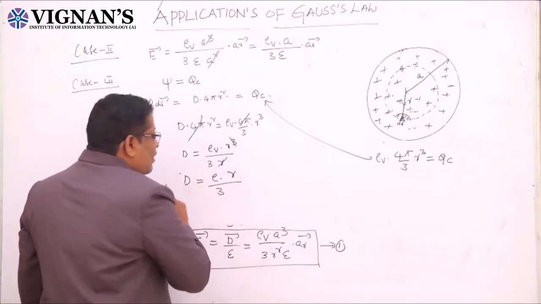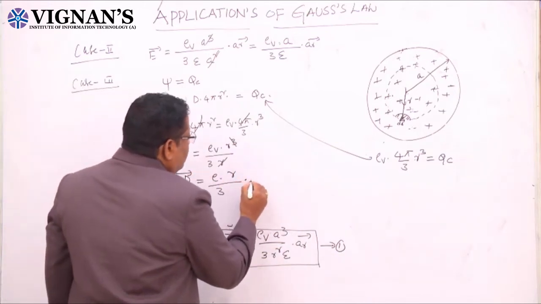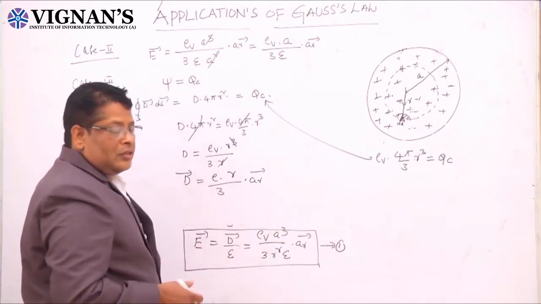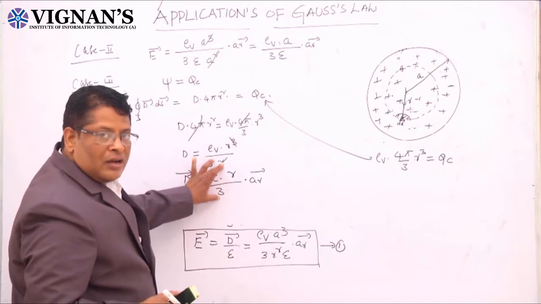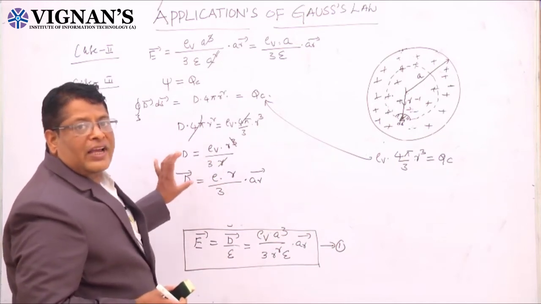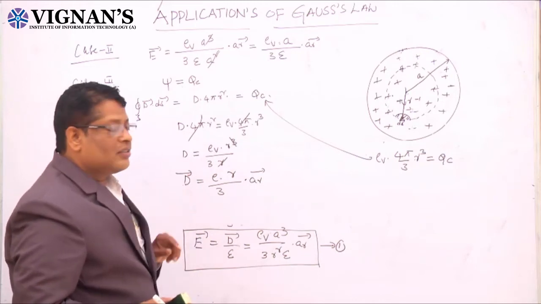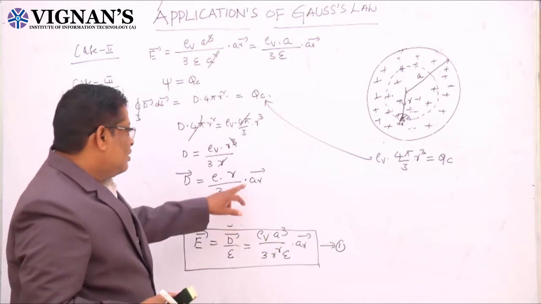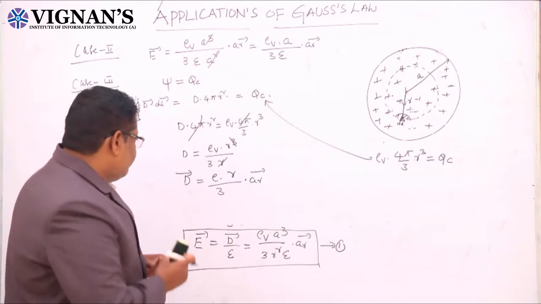Now we are converting into the vector form. D bar equals D a_r bar. This is representing the magnitude only. Now D bar is nothing but the flux density, a vector quantity. The direction of the flux density is the same as the flux. That's why the flux is always in the radial direction, and that's why we have taken a_r bar in the spherical coordinate system.